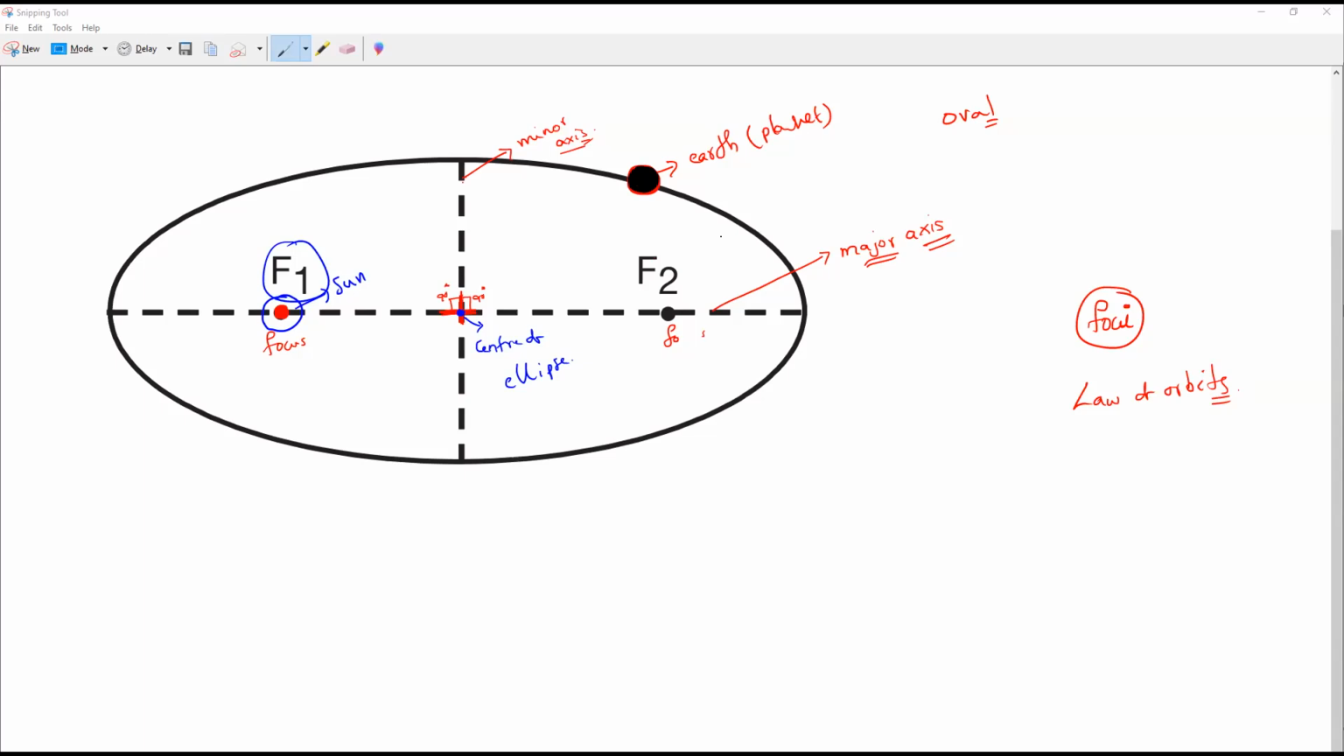Sir, you told that the sun will be present at either F1 or F2. So will it be settling at the center of the ellipse? No, it will never be. It is either at F1 or F2. Sir, in the actual planetary motion, is it present at F1 and F2? Yes, that is the truth.